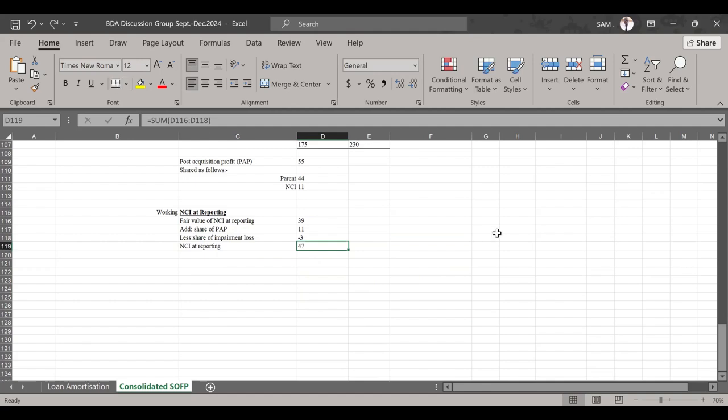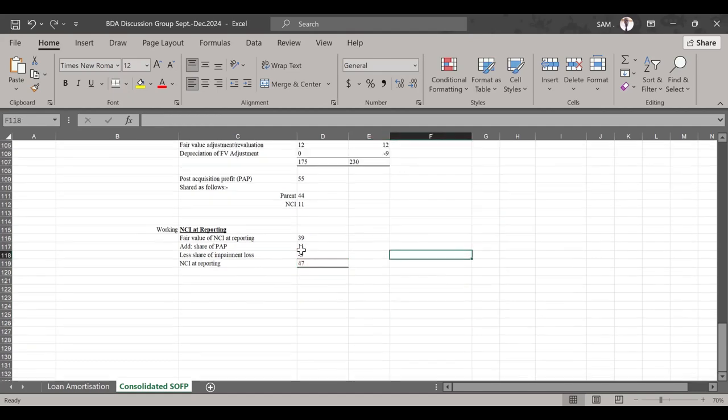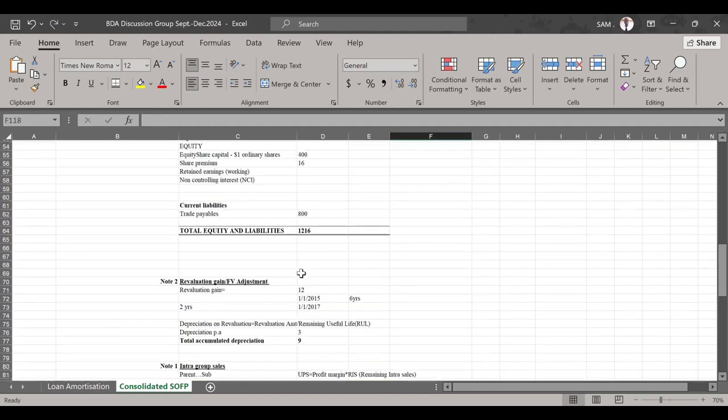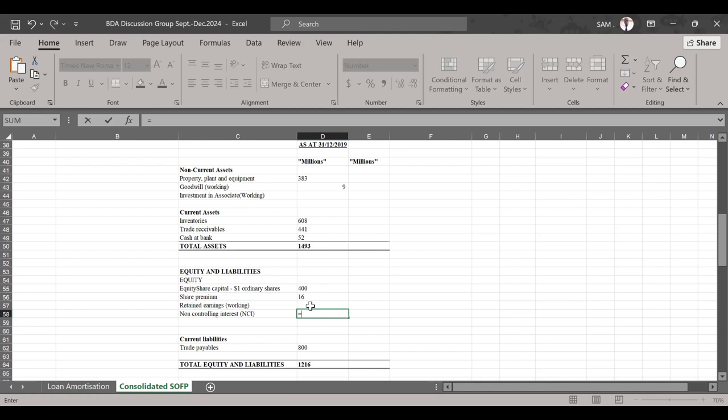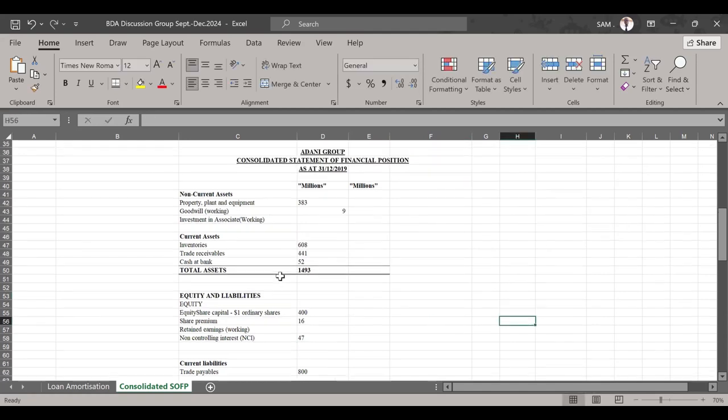Those are the elements that affect the value of NCI. And this value of 47, which is our NCI at reporting, is what we take to the consolidated statement of financial position. And here it is. What is NCI at reporting here? We just bring our 47 like that. We've seen how we calculate it, so there is no problem.